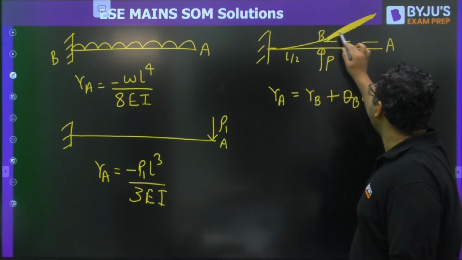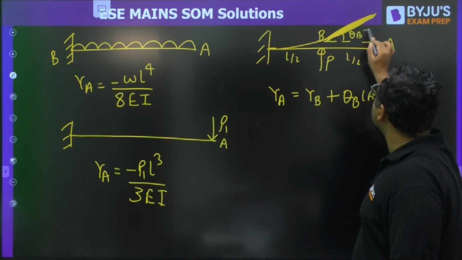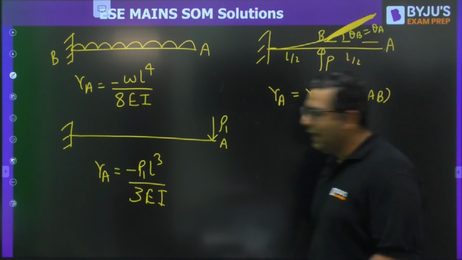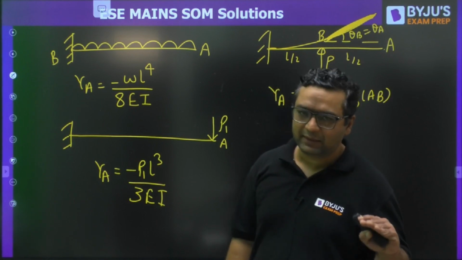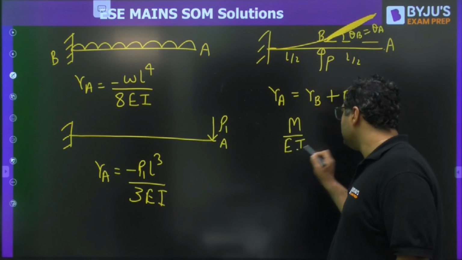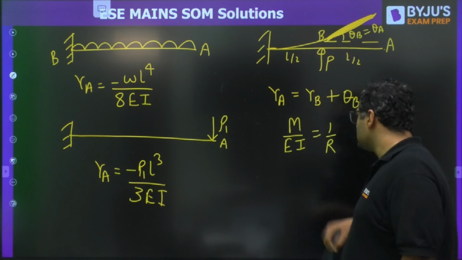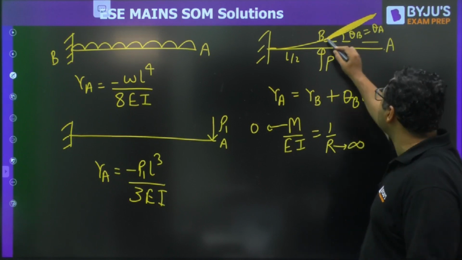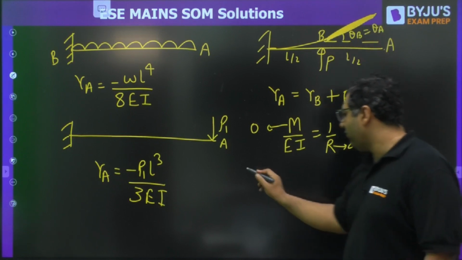And you know, theta at A and B are going to be equal. Why? Because there is no bending moment between A and B. And if the bending moment between A and B is 0, as you know, M upon EI is equal to 1 upon R. So when M will be 0 from A to B, R will be infinity. For that, it will be a straight line. So my dear, you can find out the deflection at A.